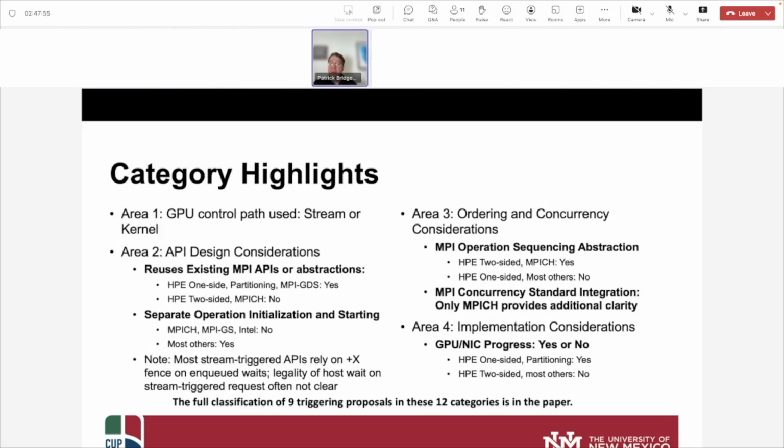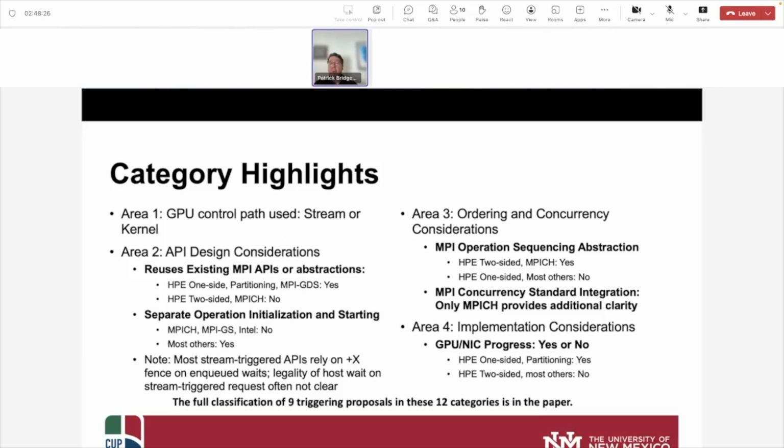And most of the stream-triggered APIs rely on the +X side of things to handle waiting on stream-triggered requests. That is, if I do something like enqueue an MPI send with MPICH, and then call MPI wait or MPI wait all, it's often not clear from the specifications or papers if that's legal or what happens in that case.